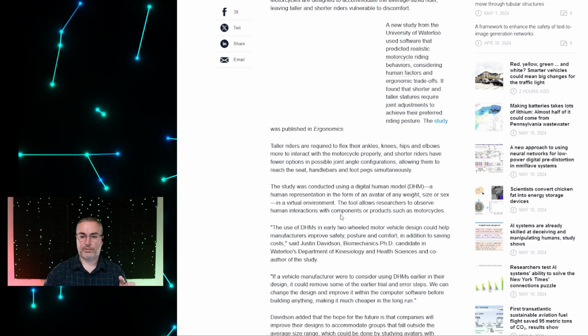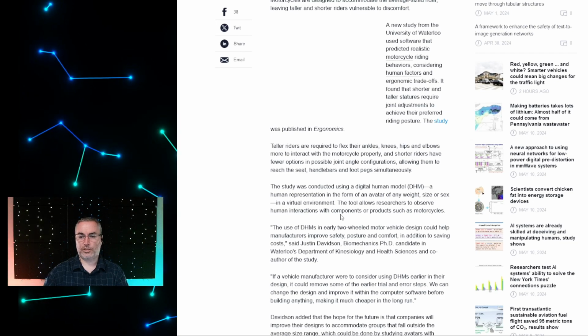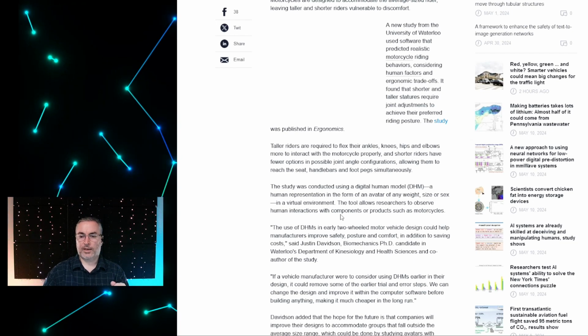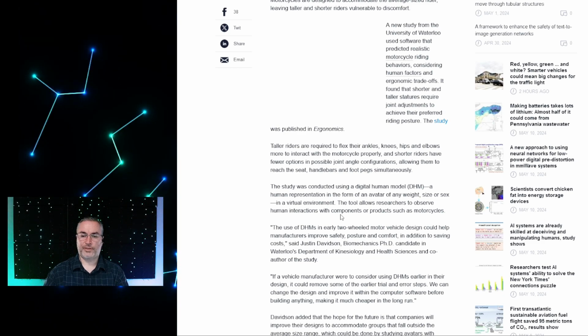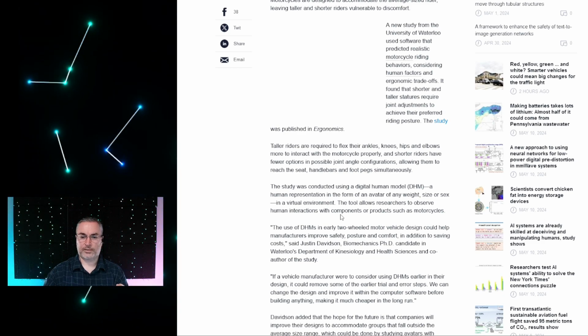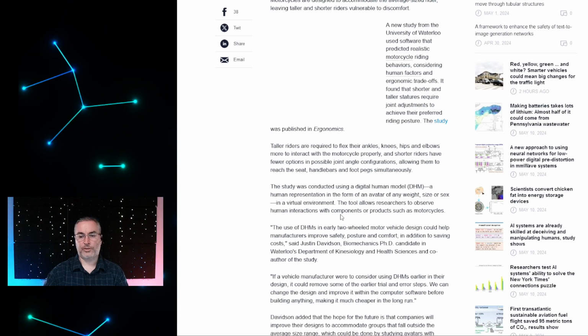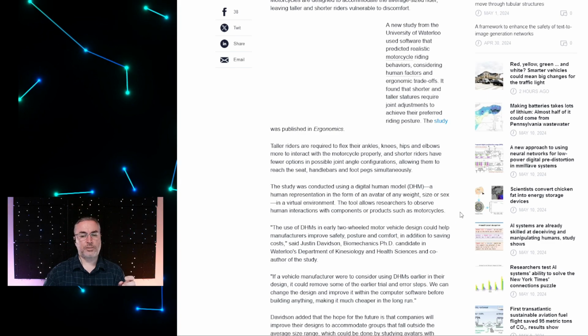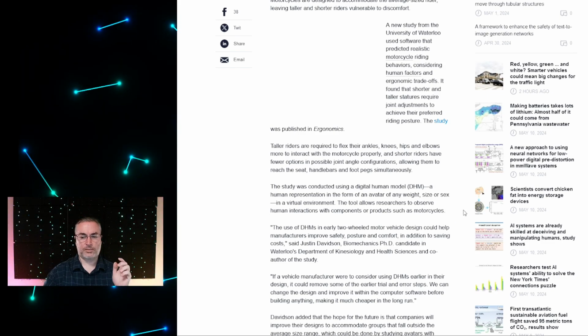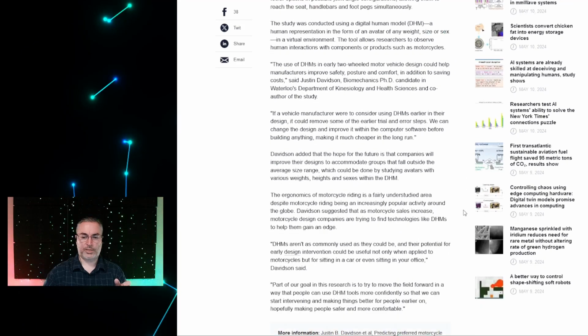So the study was conducted using a digital human body, or a DHM, human representation in the form of an avatar of any weight, size, sex in virtual environment. The tool allows researchers to observe human interactions with components or products such as motorcycles. So it's pretty neat.